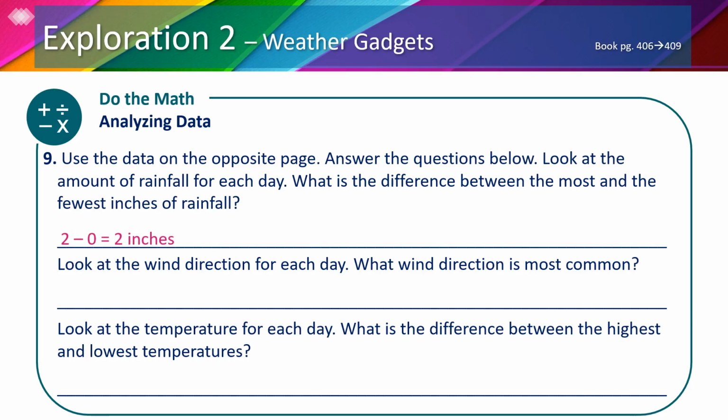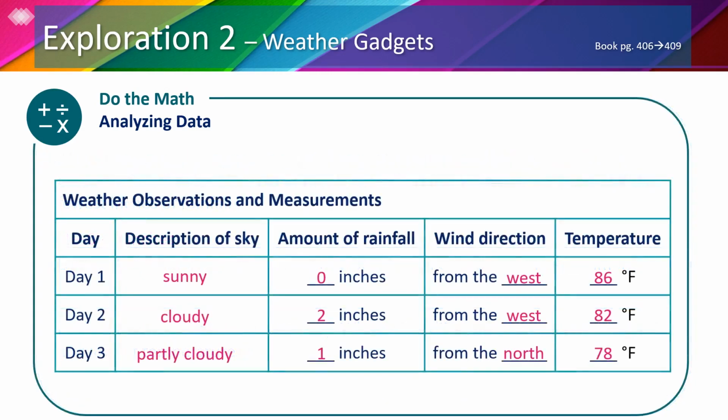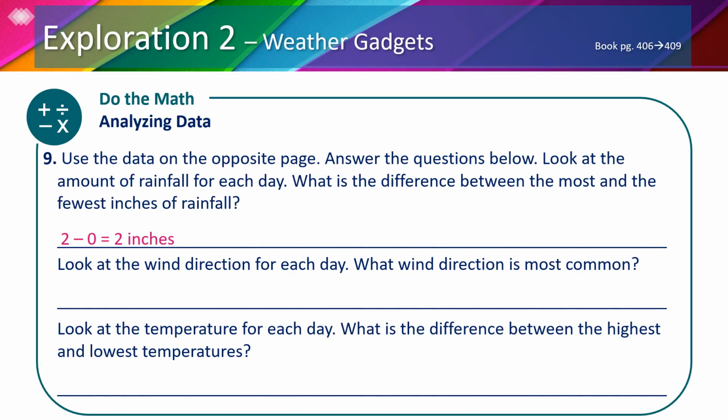Then we need to look at the wind direction for each day. What wind direction is most common or is repeated more than once? In the table, in the column of wind direction, we have from the west, and from the north. We can see that the west is repeated twice, so it is the most common wind direction. So, in our books we write, coming out of the west.